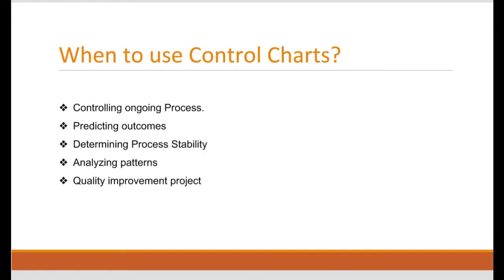When to use control charts? When controlling an ongoing process by finding and correcting problems as they occur, when predicting the expected range of outcomes from a process, when determining whether a process is stable in statistical control, when analyzing patterns of process variation from special causes, that is non-routine events, or common causes that are built into the process, when determining whether your quality improvement project should aim to prevent specific problems or to make fundamental changes to the process.